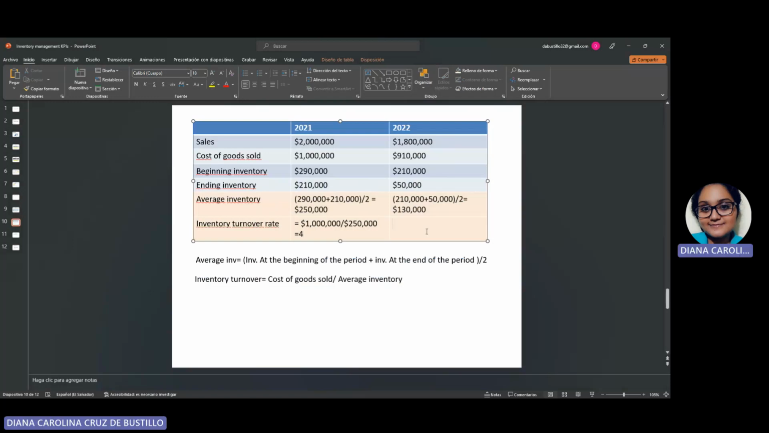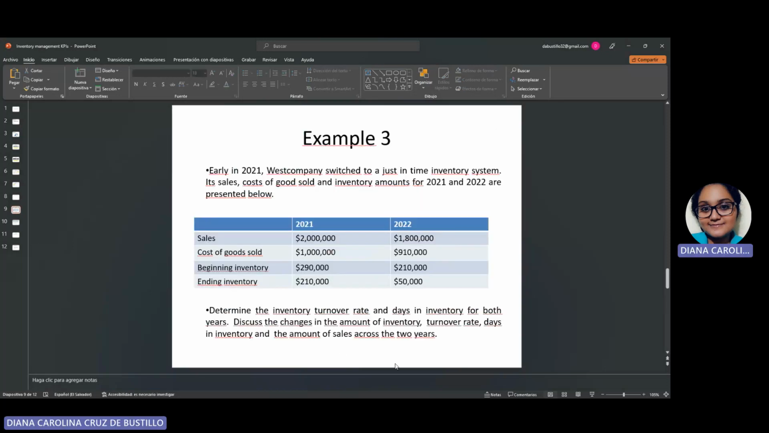And here it would be the cost of goods sold, again, 910,000 divided by 130,000. Let me just do that quickly. 7. Okay. So we have this already. What else? Inventory turnover rate, days in inventory.